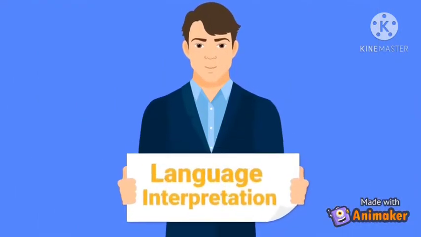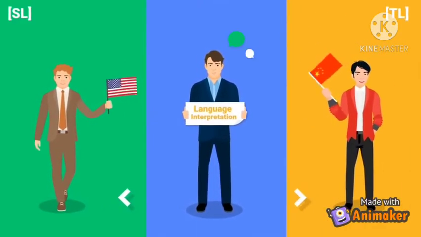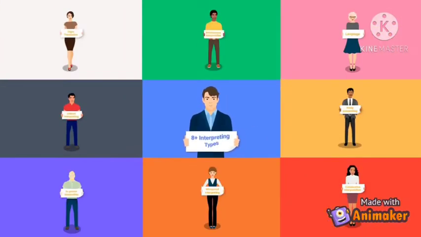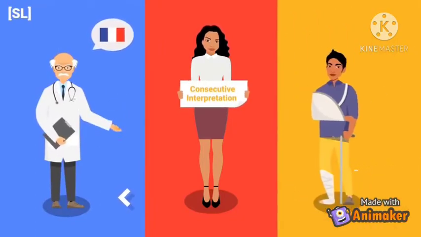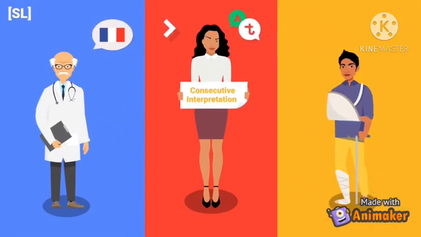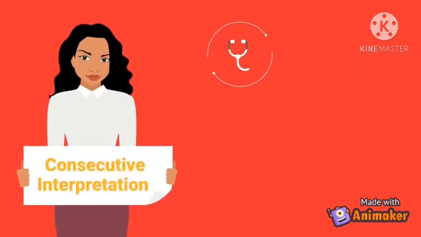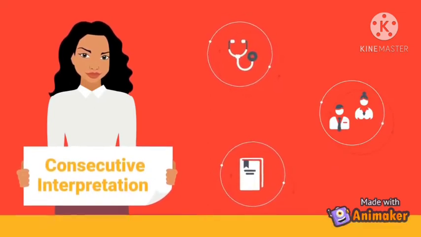Language interpretation involves the transmission of a message from a source language to a target language through an oral medium. You knew this already. But did you know that there are over 8 types of interpretation? Consecutive interpretation requires the speaker to pause every few sentences to allow the interpreter to repeat the message into the target language. This is great for medical examinations, one-on-one meetings, or court depositions.